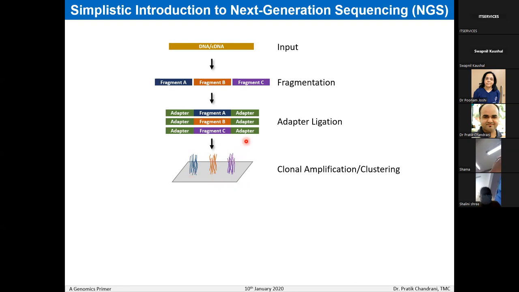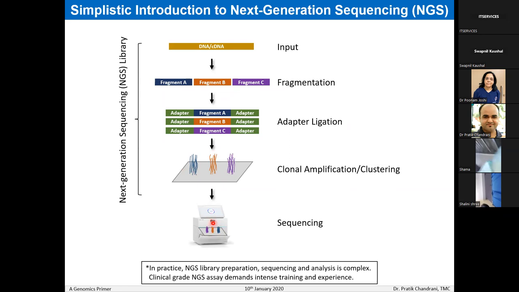So these adapters will come and bind and stand in a position like this on the slide, and each adapter will be uniquely identified by a high resolution camera on the NGS machine. When we put this slide onto the NGS machine, there is a high resolution camera here which will read each fragment being sequenced in real time. This entire process, from starting with DNA or cDNA to preparing this slide, is called NGS library preparation. Why library? Because there are millions of fragments being prepared at the same time.